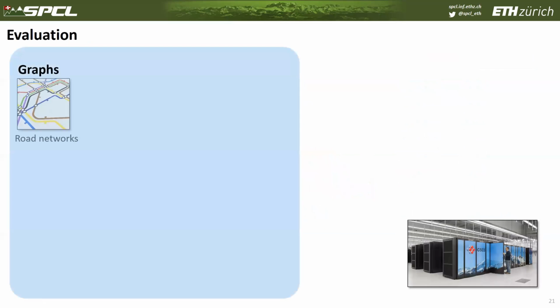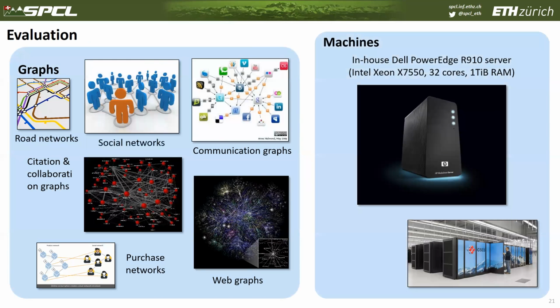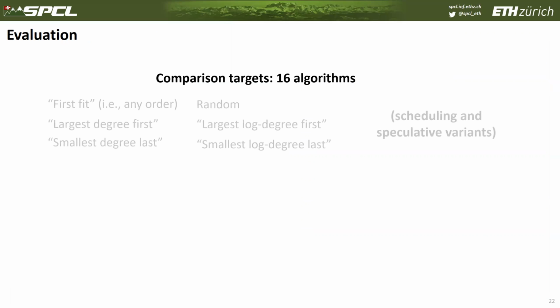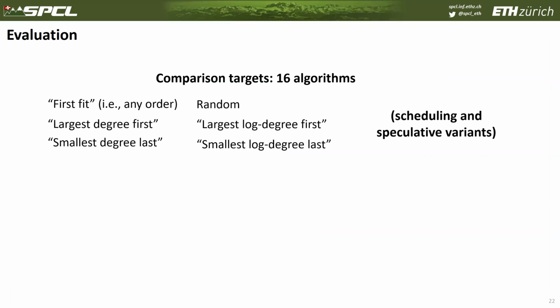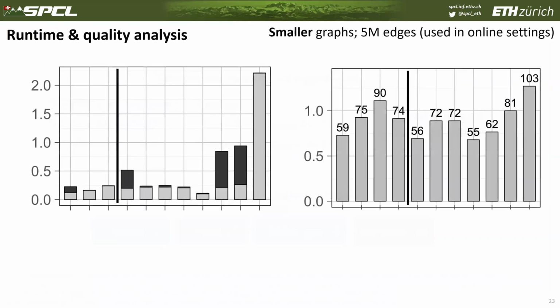Evaluation: we consider graphs of different origins for a wide evaluation, and a couple of different machines to make our evaluation as widespread as possible. Comparison baselines: we consider 16 algorithms that are based on both different orders and on different variants of different classes of algorithms, so scheduling versus speculative, and we use 4 existing libraries and implementations.